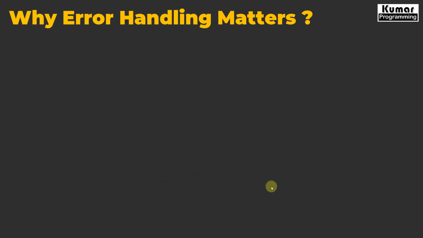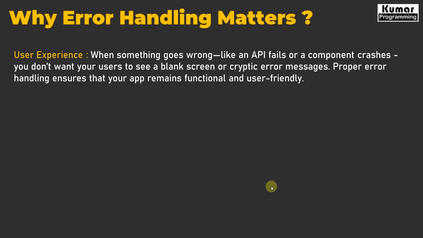Now let's quickly talk about why error handling is so important in any application. First of all, it's very important from the user experience point of view. When something goes wrong, like an API fails or a component crashes, you don't want your user to see a blank screen or a cryptic error message. Proper error handling ensures that your app remains functional and user-friendly.